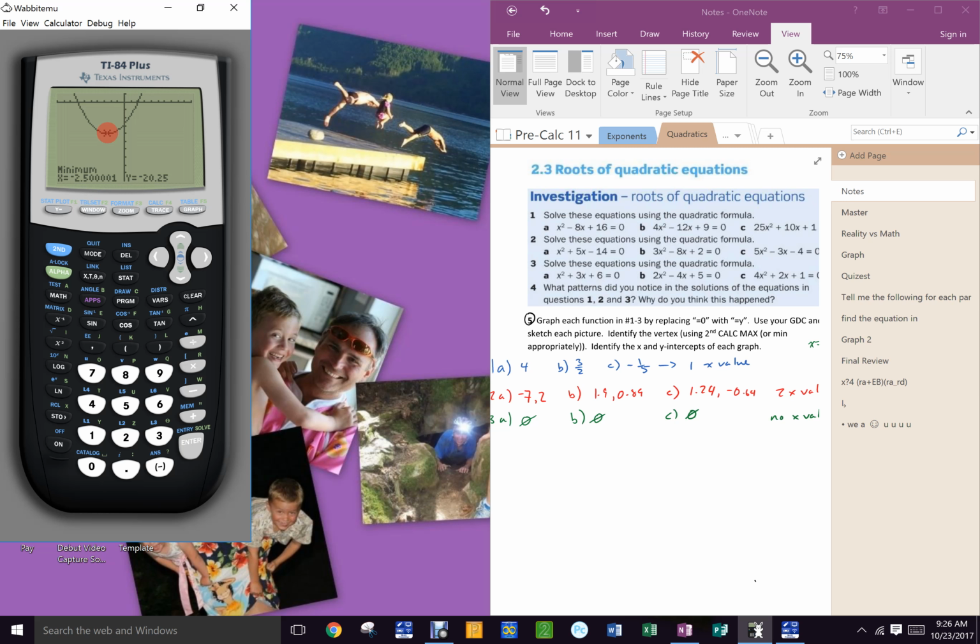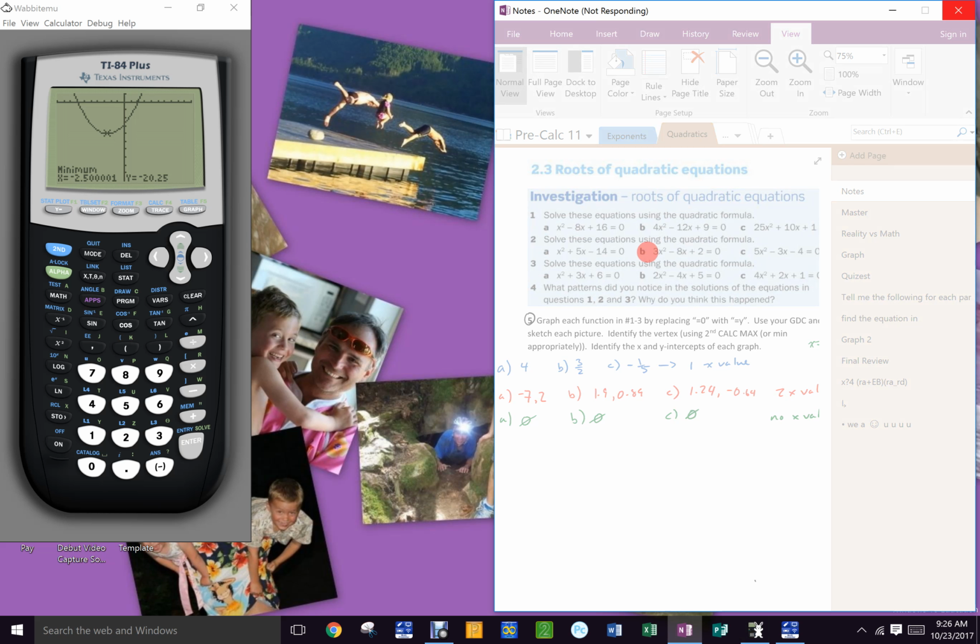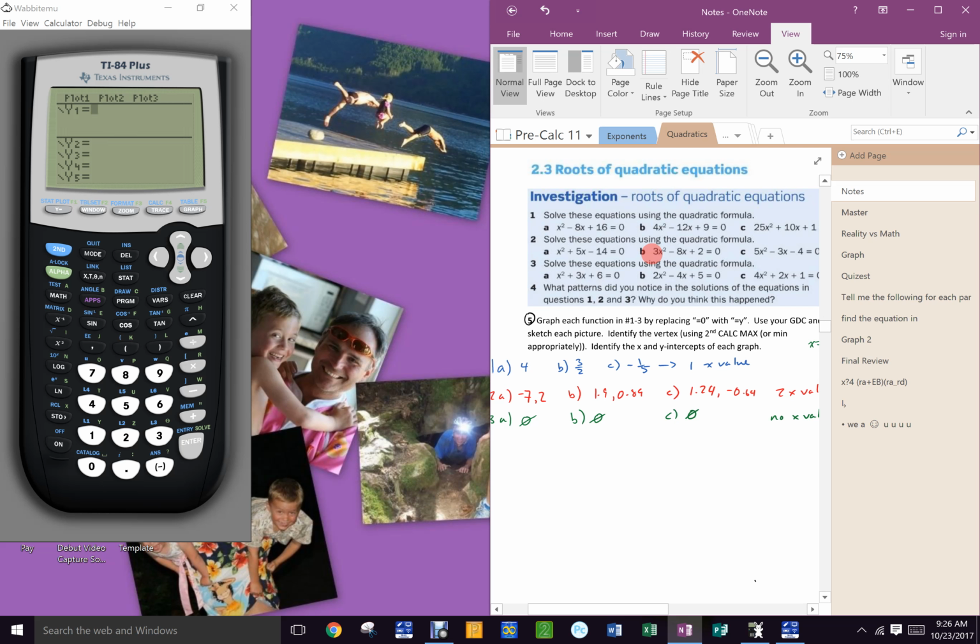Excellent. Now, I want to do something weird here. On B, I want you to make the 3 negative. So we are going to graph 2B as negative 3. If my computer ever thaws. Is it subtract 3 or is it negative 3? Negative 3. So I use the negative button. So negative 3x squared minus 8x plus 2. Graph.